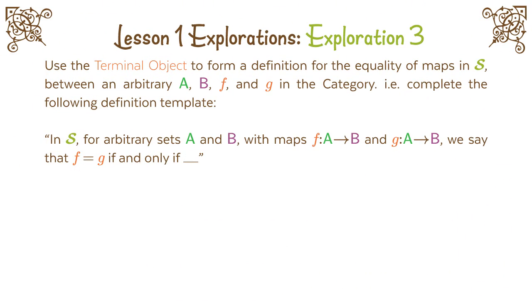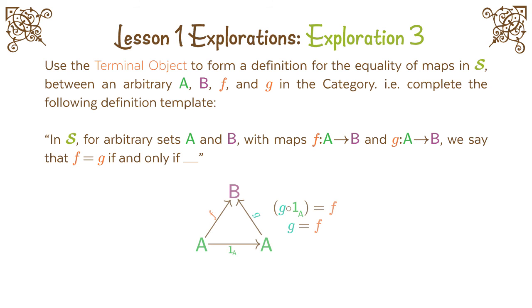Exploration 3 asks to use a terminal object to form a definition for the equality of maps in S between an arbitrary A, B, F, and G in the category, i.e., to complete the following definition template. In S, for arbitrary sets A and B, with maps F from A to B and G from A to B, we say that F equals G if and only if blank.